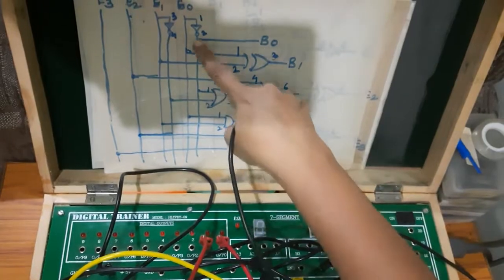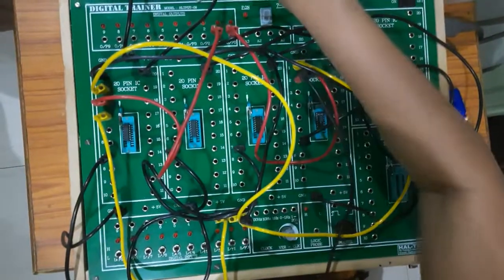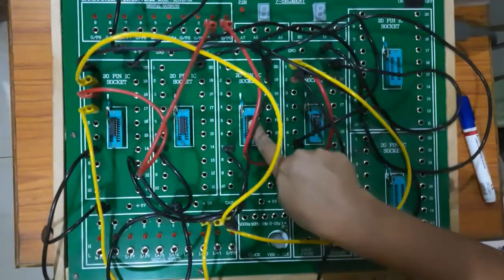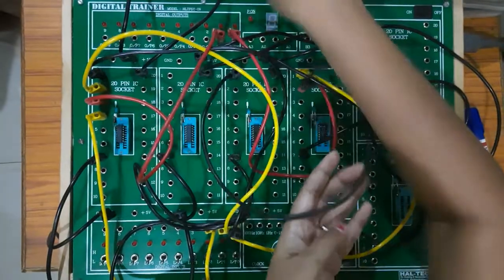So already we have E0 bar here at the second pin. That E0 bar is to be connected to the first pin of the OR gate. So this is what my OR gate is. This E0 bar is to be connected to the first pin of the OR gate.